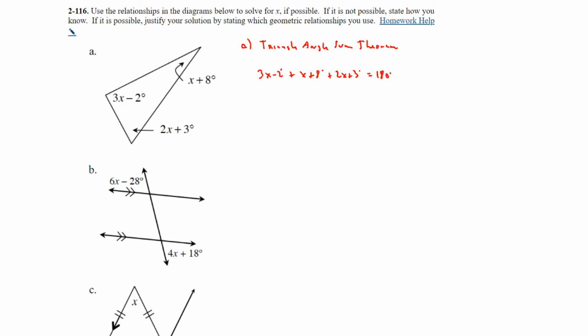So if I combine my like terms, 3x plus x plus 2x is 6x. My constants would be negative 2 plus 8 is 6, plus 3 is 9. Subtract 9, and that would give you 171. And then if you divide by 6, we get 28.5 degrees.